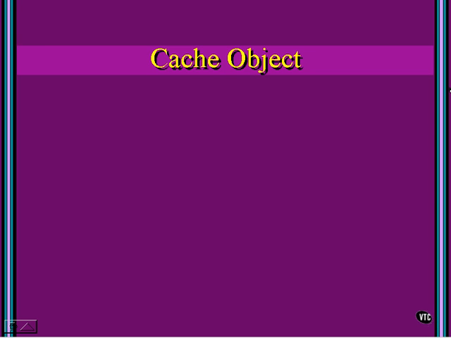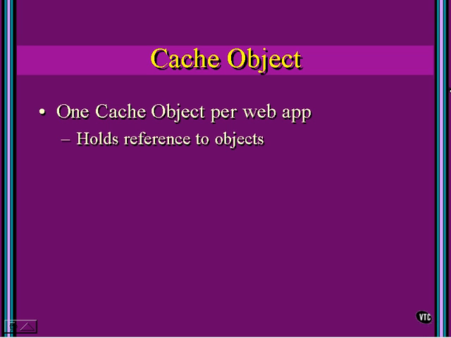Well, of the three different types of caching we can do, the first type of caching we want to look at is the cache object. Now, there is one cache object that's created per web application. This thing is created automatically for you. It holds references to objects, not the objects themselves, but references to these objects in memory. And items can be stored here.